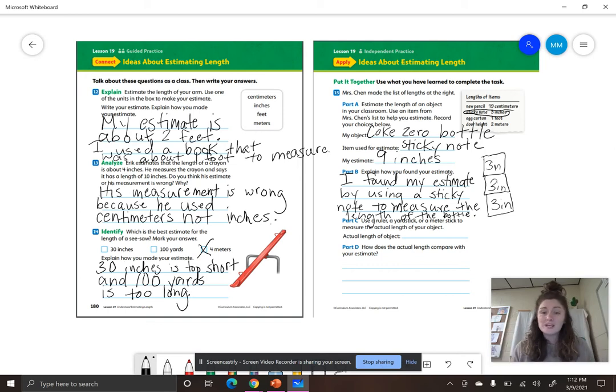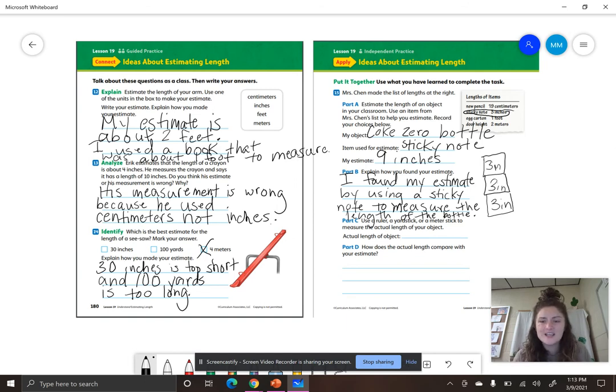If for part B, you would rather draw a picture of how you estimated, you can do that. Now, was this exact? No, it was an estimate. I estimated that it was about 3 sticky notes long. Okay, so that was not exact.